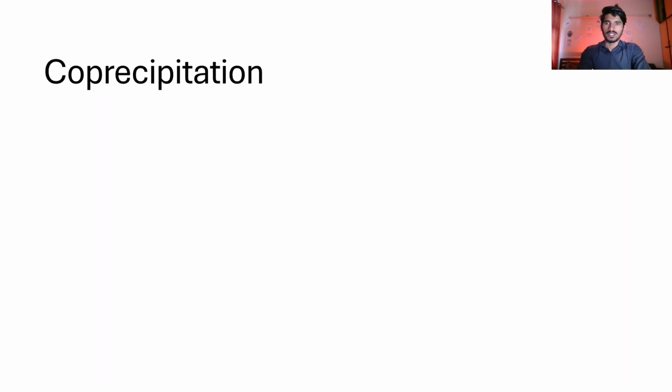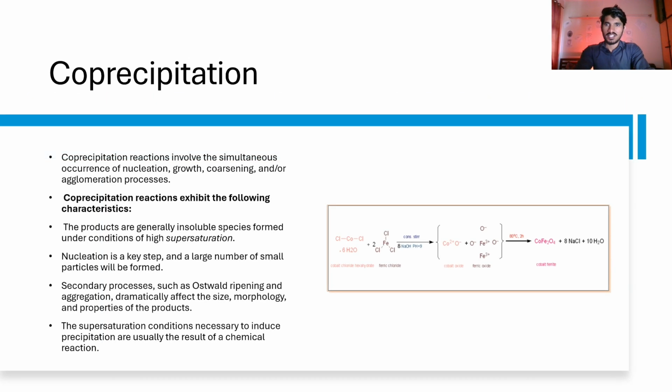Okay, so the next thing is that the co-precipitation reaction involves the simultaneous occurrence of nucleation, growth, coarsening, and agglomeration processes. So all of these processes are occurring simultaneously. There is nucleation, there is growth, there is coarsening, and there is agglomeration. All of these processes are occurring at the same time.